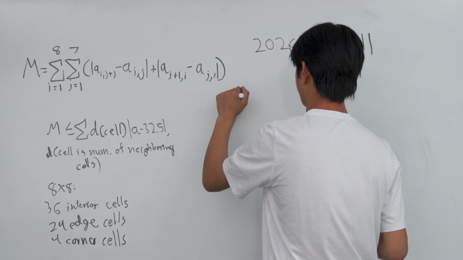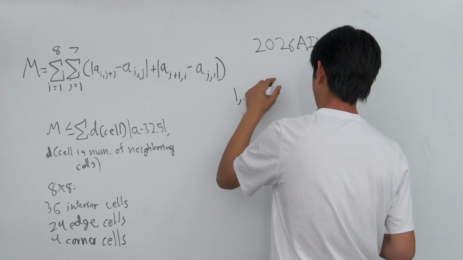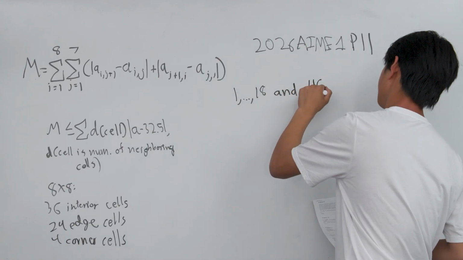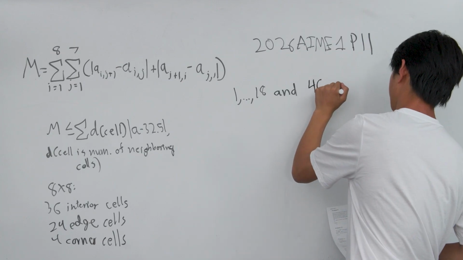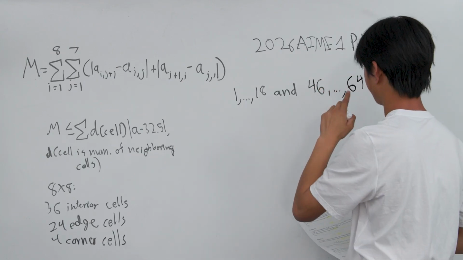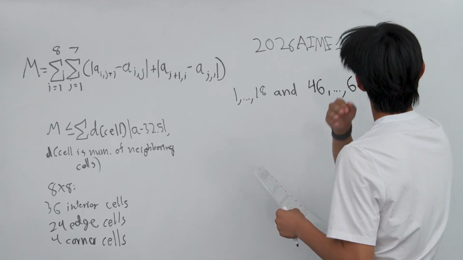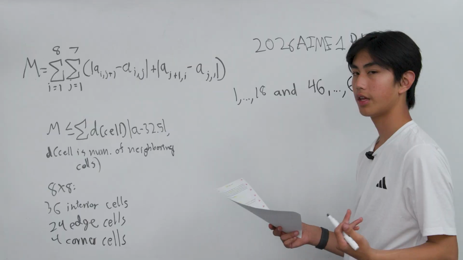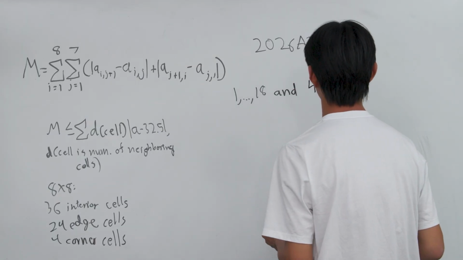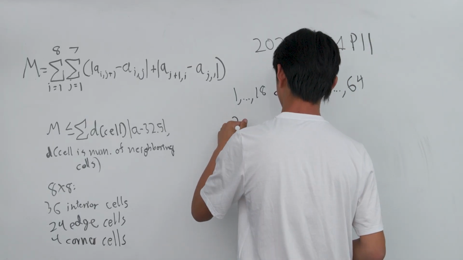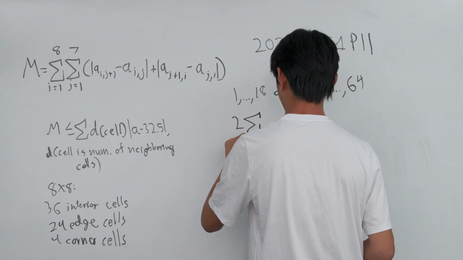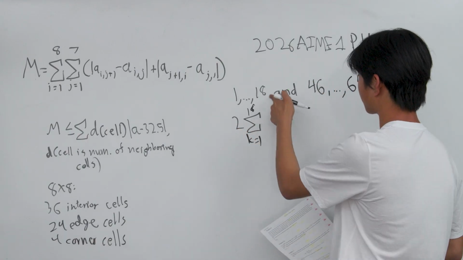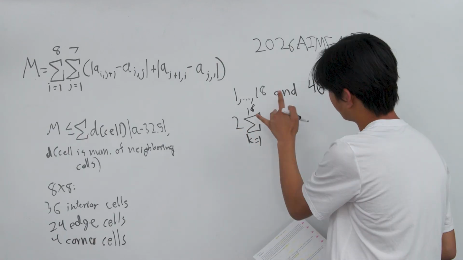So we then have 1 all the way to 18, and 46 to 64, because 46 plus 18 is 64. This is for the interior, and we can then start to find our sum. So our sum is going to be 2 times the sum of k equals 1 to 18, and we multiply by 2 because we're adding it 2 times.